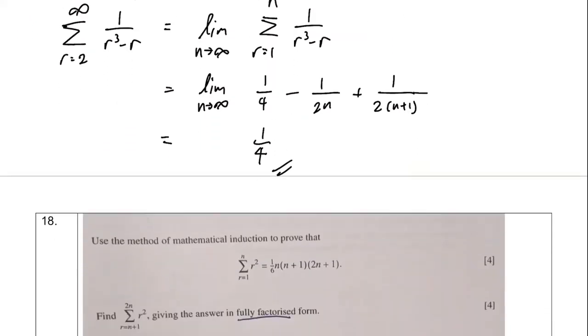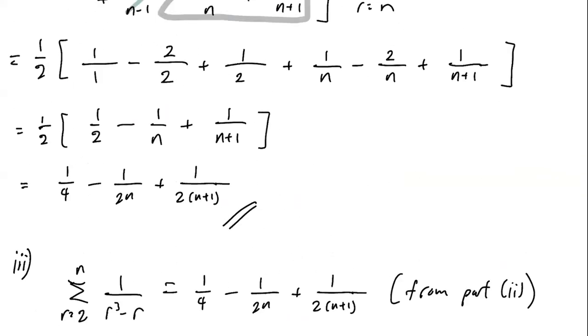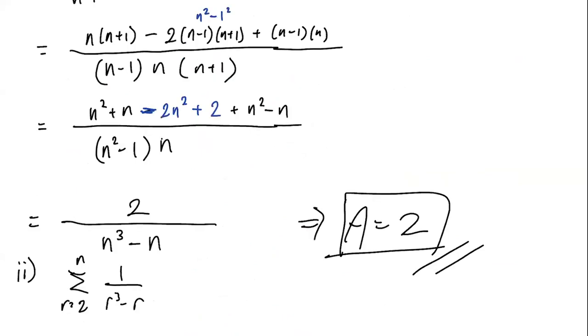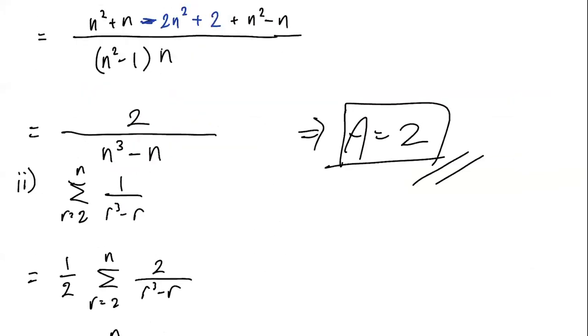Okay, moving on. I believe that's all. Yeah. Okay, moving on. So now we got question 18. Use MI to prove the following. This one again is not in the syllabus, so ignore it. But we can pretend that it's already proven and just use it. Now find the summation of r squared from r equals n plus 1 to 2n.